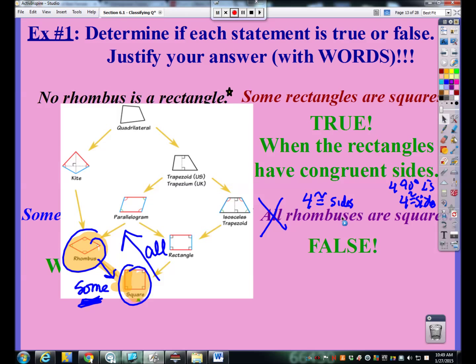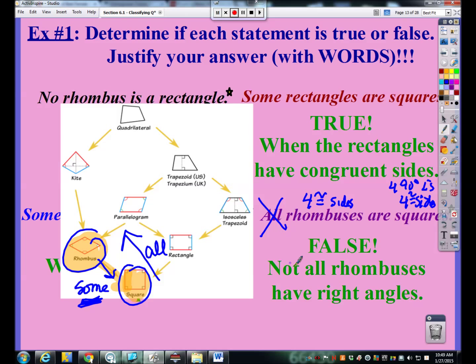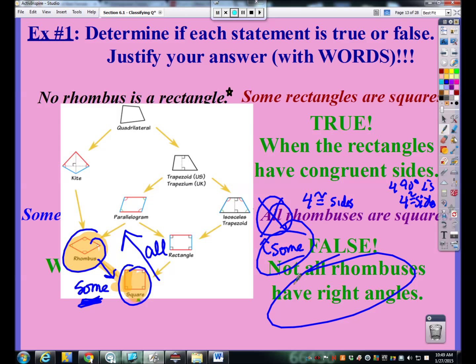So this is false. Not all rhombuses are squares, because we could say not all rhombuses have right angles. Another way of validating this would be, instead of saying all, we should really say some. So there are 2 different ways of proving that your answer is false in this case. You could say, change this word to some and then it's true, or you could just explain how in general this statement is false.